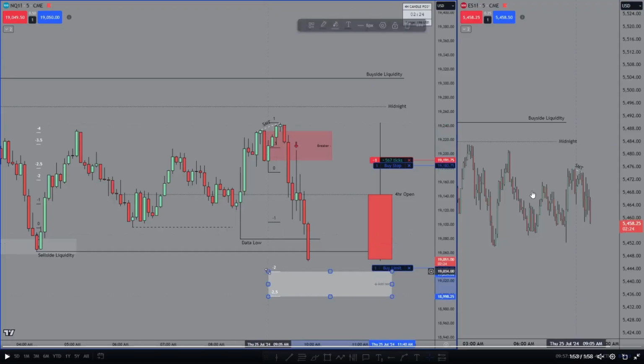There's no reason to be greedy, especially if you look at actually how many points that trade was. It's 130 points to there. So that is more than enough.